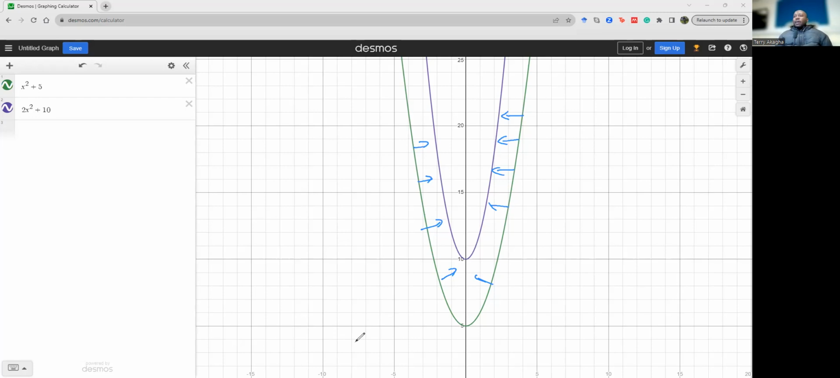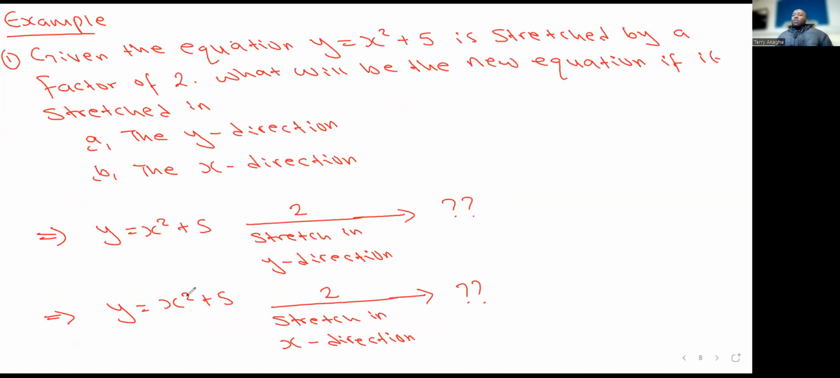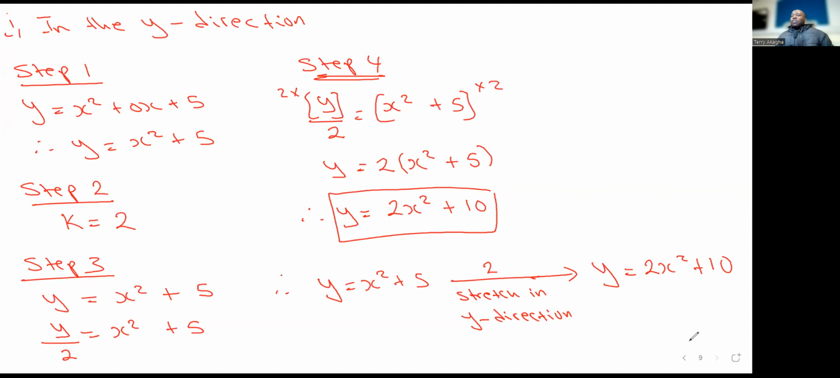Now let's go to part 2. We stretched this in the y direction. Now, the question said, what will be the new one when we stretch in the x direction? So let's do that. When we stretch in the x direction, that will be number 2. We have in the x direction. So when you're stretching in the x direction, what would that be? Okay, so let me get this up here out of the way so I can write in the x direction. Step 1, we follow the same steps. So we have step 1.